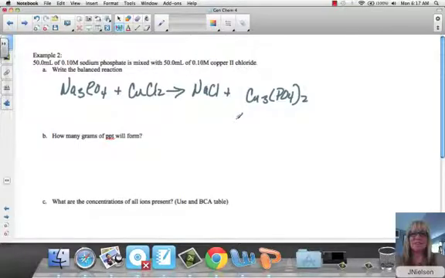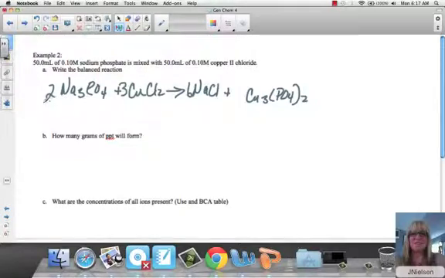Okay, so when we balance this equation, we're going to wind up with 2, 3, 6, and that's it. So we've got 6 Na, 6 Na, 2 PO4, 2 PO4, 3 copper, 3 copper. 3 times 2 is 6 Cl, and 6 Cl. And we've got the same amount of both.